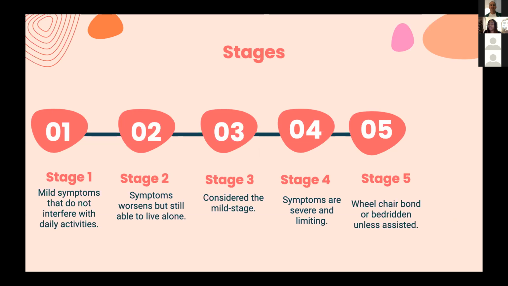For stage 4, symptoms are severe and limiting. The individual may stand without help, but movement will likely need a walker, and people with stage 4 generally need help with daily activities and are unable to live alone. And once they reach stage 5, they are wheelchair bound or bedridden unless assisted. At this point, they normally need around the clock nursing care, and they may experience hallucinations or delusions.